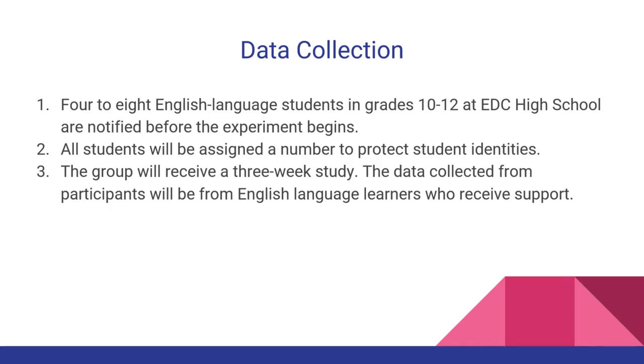The data collected, like I said, is from 4 to 8 English language students in grades 10th through 12th at EDC High School. They are notified before the experiment begins, which we will talk about later. All students will be assigned a number to protect student identities. The group will receive a 3-week study. The data collected from participants will be from English language learners who receive the support. Their pre-test will be at the beginning of week 1. Their post-test will be at the end of week 3. The observation goes throughout all 3 weeks.